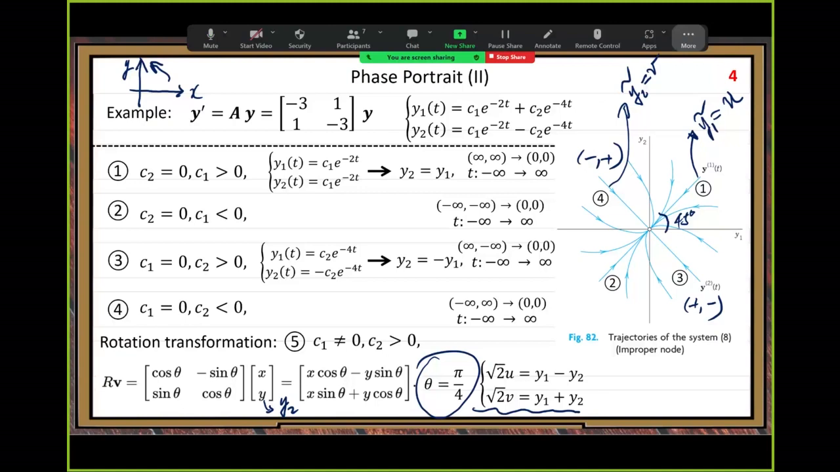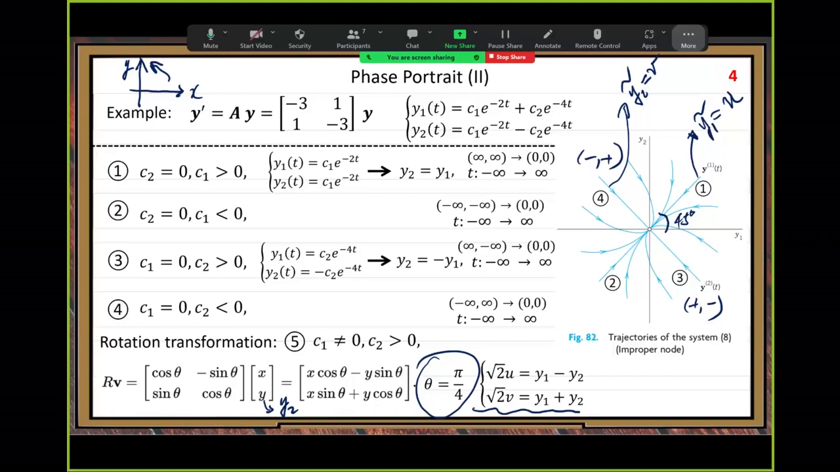Now let's look at the new equation, y1, y2, here. Because of the y1, y2 expressions, we want to eliminate t so we get an equation relating y1 and y2. The question is, how do we eliminate t? Let me do it this way.